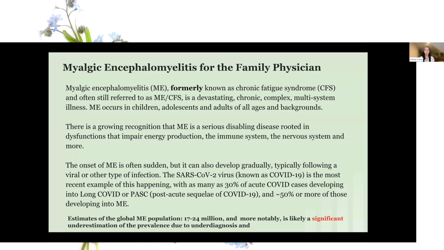COVID really brought that to light as the most recent example, but we know it's been going on for decades and decades and decades prior as well. With the most recent COVID pandemic, as many as 30% of acute COVID cases were developing into long COVID, and 50% or more of those into ME. And we know all the numbers are likely an underestimate of the true prevalence out there. Some state it's about 17 to 24 million patients have ME around the world, and that is probably a gross underestimate as well.